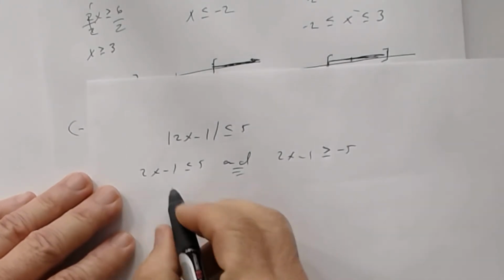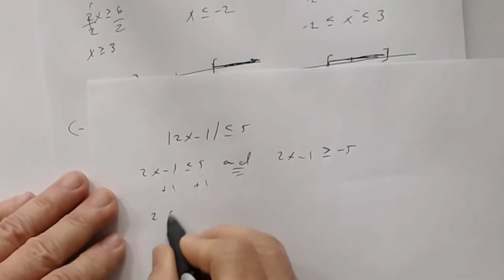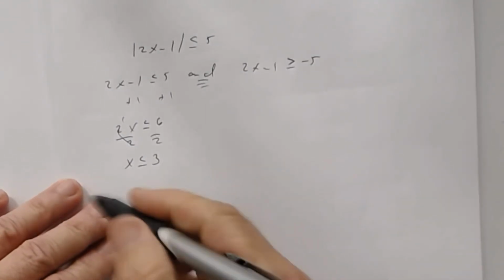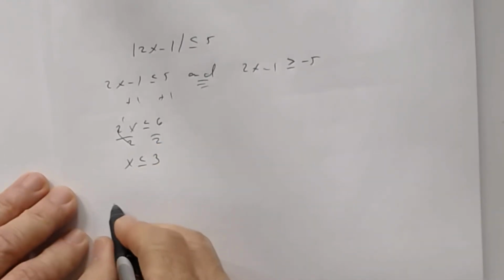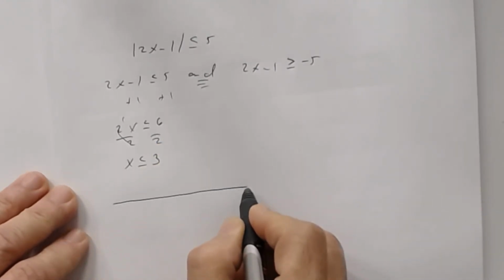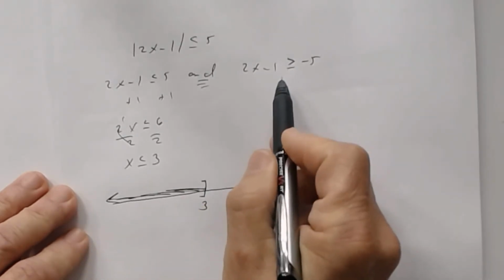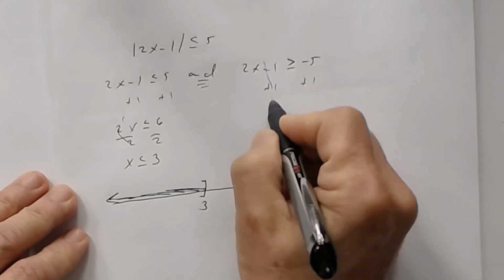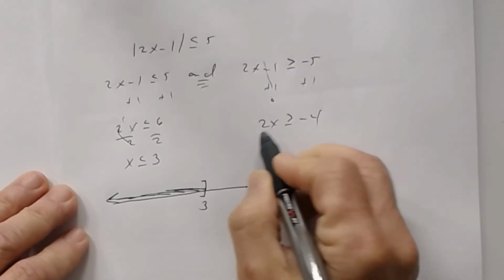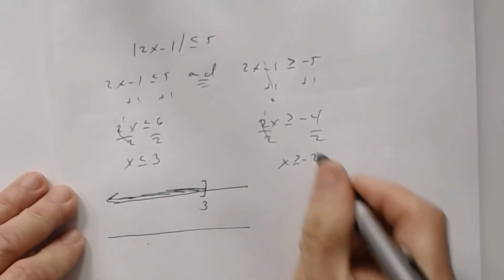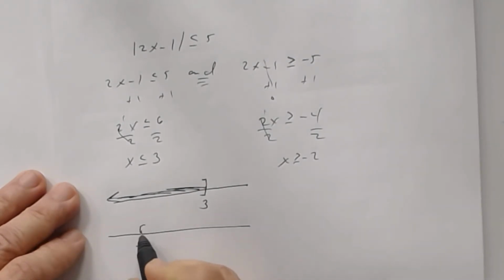So add 1 to both sides. So 2x is less than or equal to 6. Divide by 2. That means x is less than or equal to 3. So if you recall two semesters ago, what you did with an "and" statement was you drew two separate number lines. That's what you did. So this is 3, bracket to the left. Then let's do this one. You add 1 to both sides. 2x is greater than or equal to negative 4. Divide by 2. x is greater than or equal to negative 2. So here's a graph of this solution. Negative 2, bracket going this way.